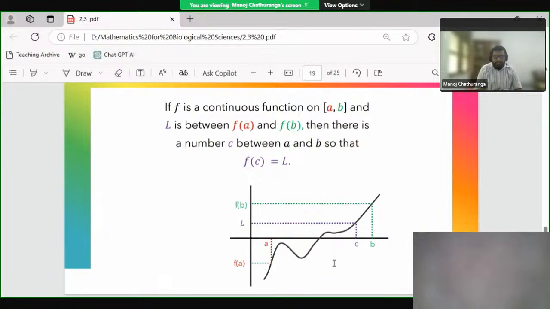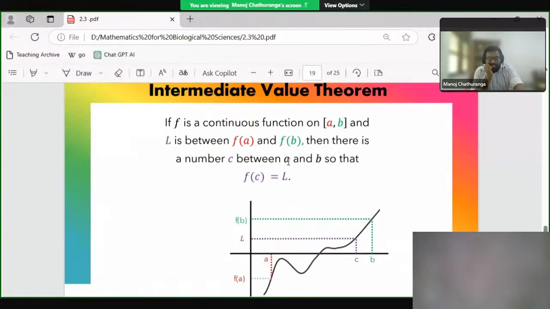That is the idea. So for any L between f of a and f of b, there is a number c between a and b, so that f of c equals L. So for any value between f of a and f of b, there is a number on the x-axis whose evaluation, substituted into the function, gives L. So this is called the intermediate value theorem.